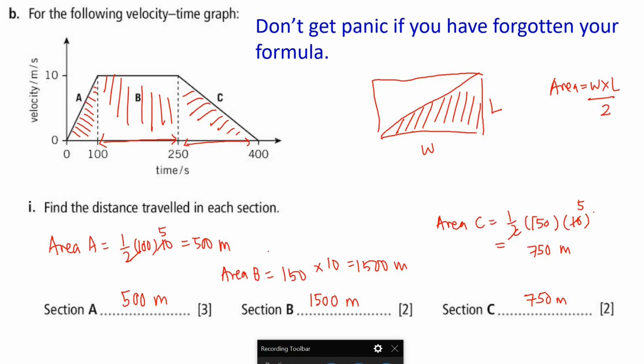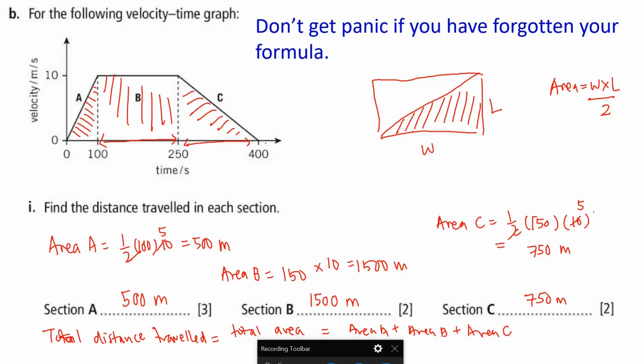So we have to sum all these areas. The total distance traveled equals the total area, which is area A plus area B plus area C. Just to give you an idea what the total area means over here, it is the total distance traveled by the object.